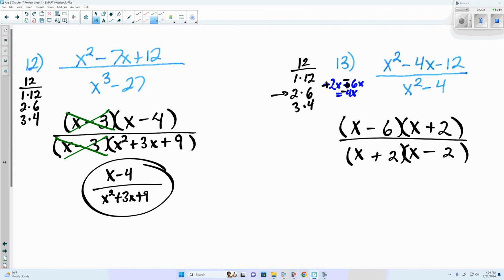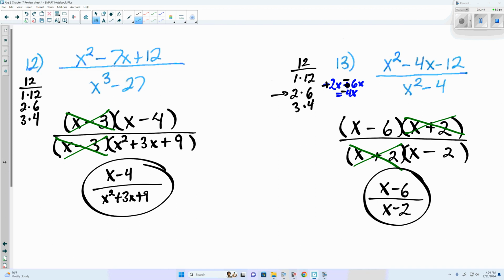And now that we have them factored, we have an x plus 2 in common on top and bottom, leaving us with x minus 6 over x minus 2. And that there would be our final answer.